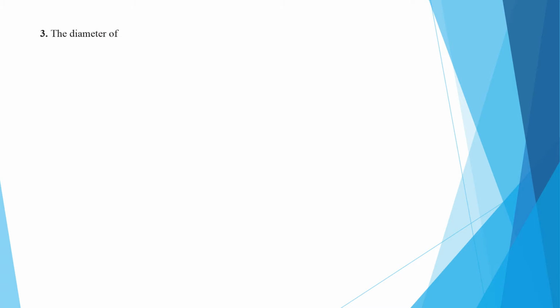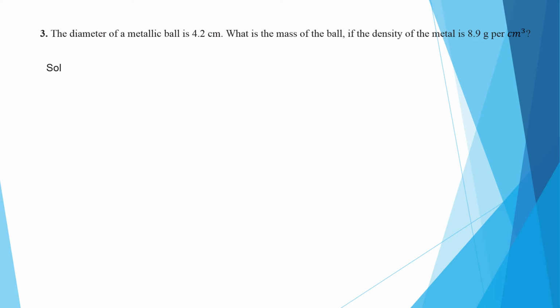Now here in question number 3, let's read it. The diameter of a metallic ball is 4.2 centimeter. One metallic ball is there whose diameter is 4.2 centimeter. We need to find its mass if the density of the metal ball is 8.9 gram per centimeter cube. So density is given, we need to find the mass. So density is equal to mass by volume, or mass is equal to volume into density.